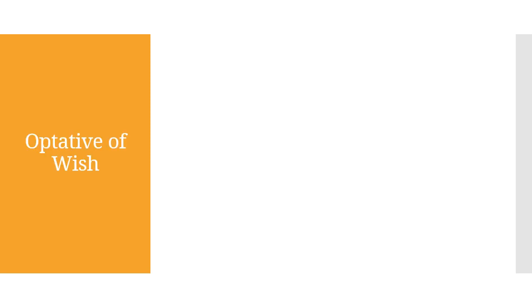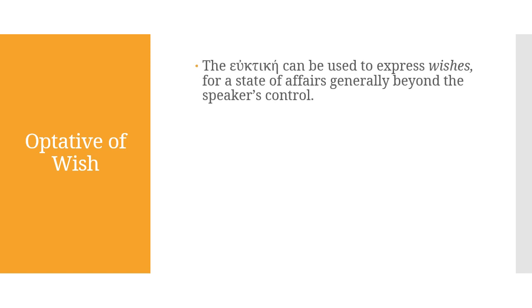Now, the optative of wish. The optative can be used to express wishes for a state of affairs generally beyond the speaker's control. So whereas the subjunctive can be used to express a desire of the speaker for something they would like to be the case or would like not to be the case, either directed towards themselves or a second or third party, the optative tends to express a wish that things would be a certain state of affairs.